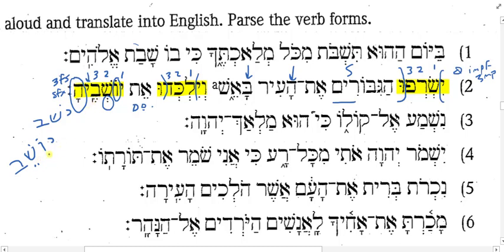What is a yoshev if it's a participle? It means to dwell. So we could say a dwelling one. If it's plural, dwelling ones. What's another word for dwelling ones? Yeah, inhabitant. And if it's plural, inhabitants. So, they will capture inhabitants. Which inhabitants? Well, the pronoun tells you. It's her inhabitants. Who does the her refer to?